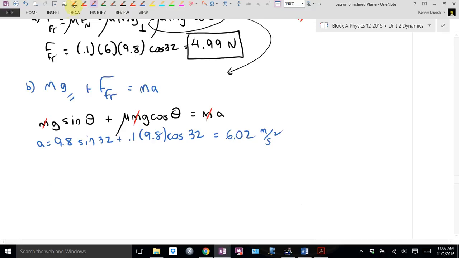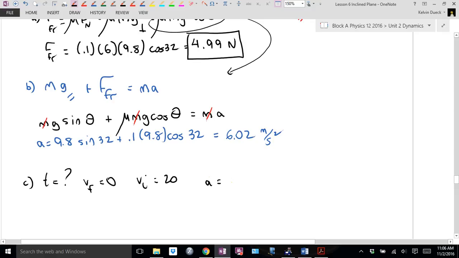Liam, what's C want me to find? T equals question. Time to what? That tells me something. VF is 0. Did they give me VI? They did? Oh, good. What was VI? Sorry? 20? What else do I need to find T? Oh! What did I find in part B?